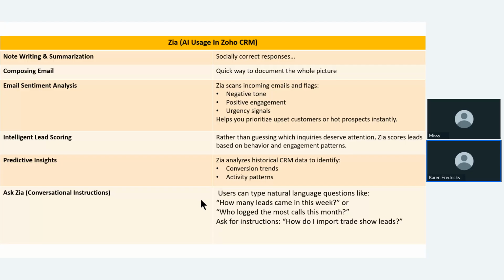And of course, we have Ask Zaya, which Zaya is down in the bottom right hand of your screen. You can go in there and ask Zaya things like, how do I import a list of my trade show leads? Or how many leads came in this past week? Or who logged the most calls? So it's all over the product.